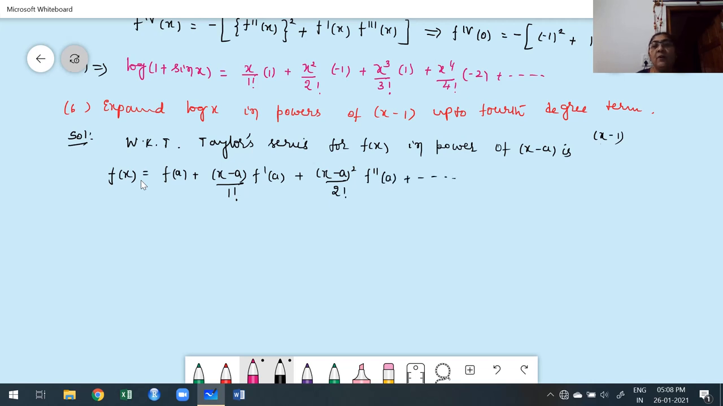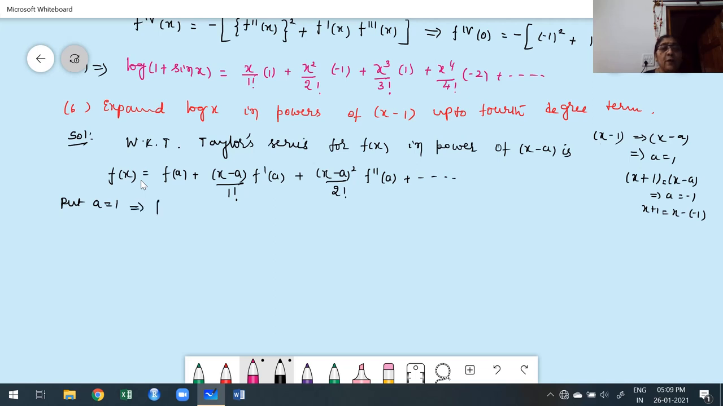But here I want to expand in powers of x minus 1. Therefore, compare x minus a to x minus 1. That implies the value of a is 1. Therefore, put a is equal to 1. Taking the value of a, especially when given in powers, observe: suppose they are asking in powers of x plus 1, then you compare with x minus a. Then that implies the value of a is minus 1, because x plus 1 can be written as x minus of minus 1. You compare with the general expansion of Taylor series, then you choose it.